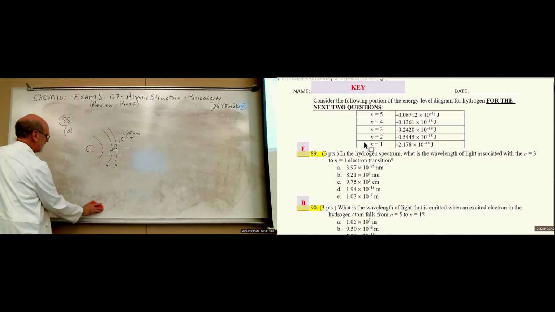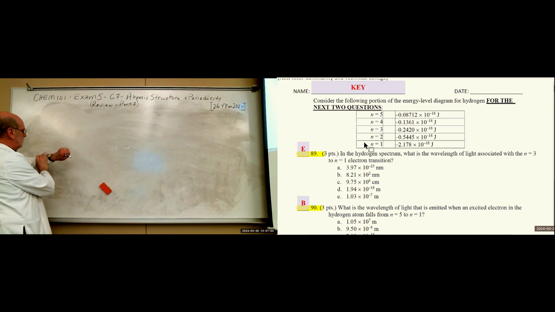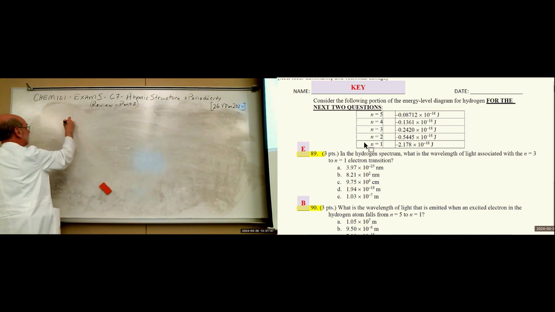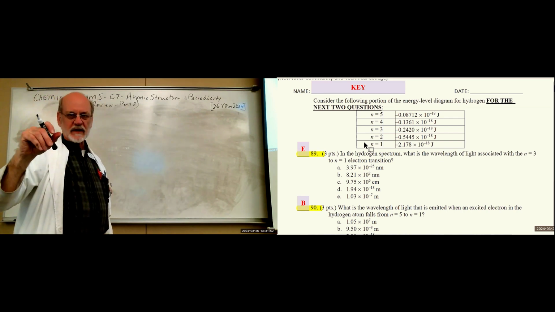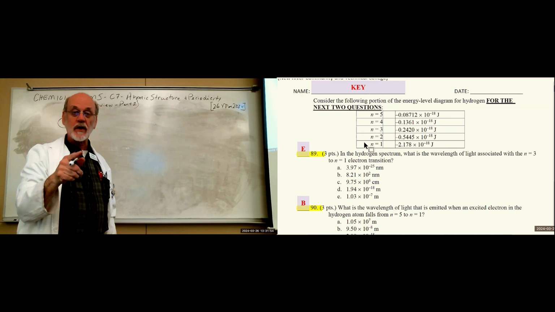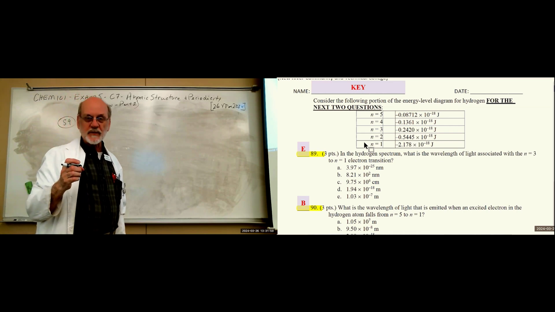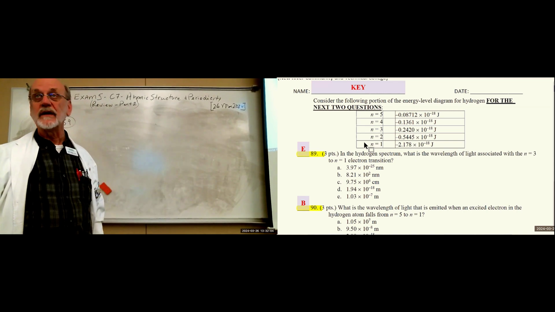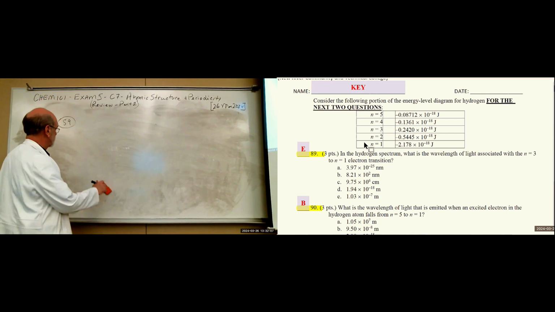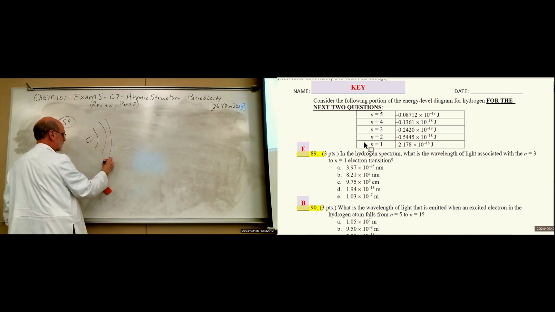All right. 89, is it? Based upon that table above, where you are given the energies for each one of the energy levels in the hydrogen spectrum, what's the wavelength of light associated with the n equals 3 to n equals 1 electron transition? If it's going from n equals 3 down to n equals 1, right?